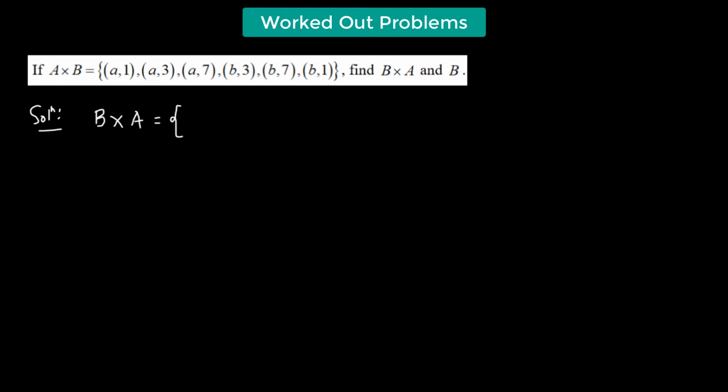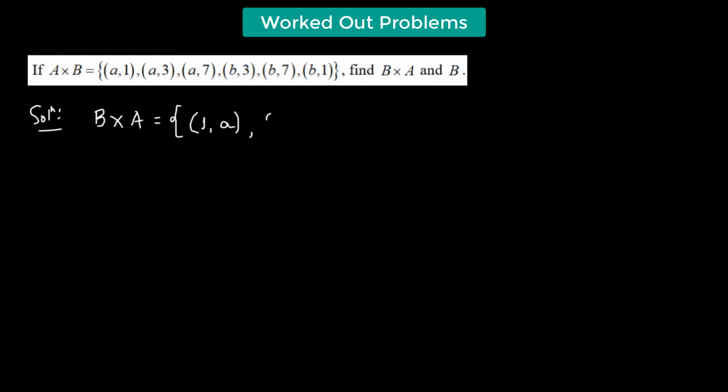Now let's consider the first element, the first ordered pair, which is a comma 1. Now we're going to flip. That means we are going to flip the values of the abscissa and the ordinates. So the abscissa here is 1. When we flip it, it becomes 1 comma a.